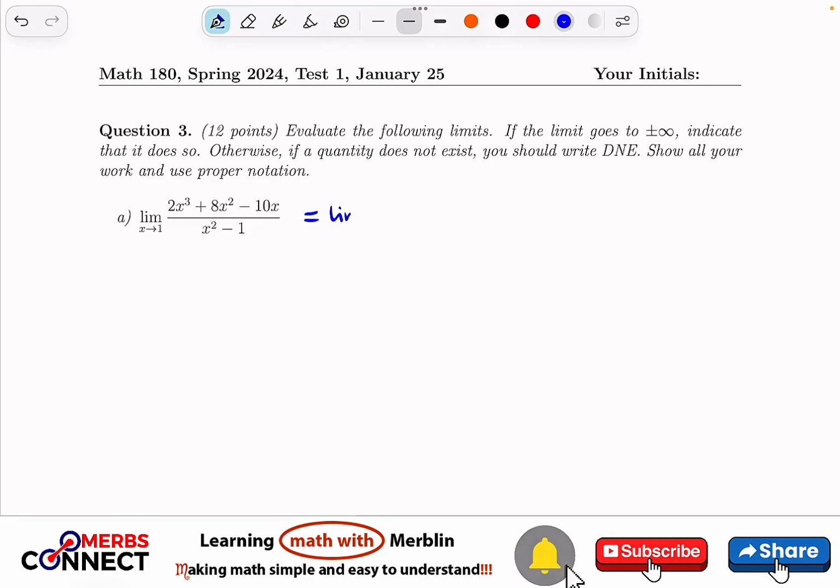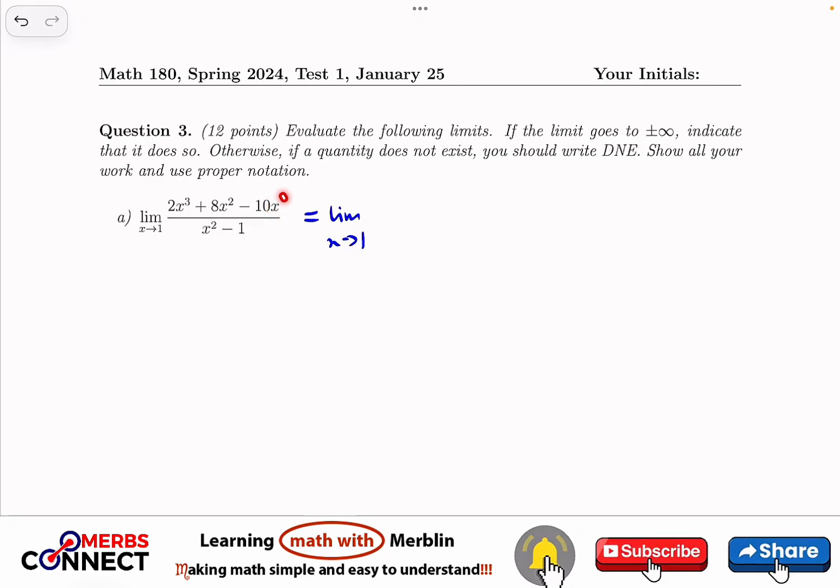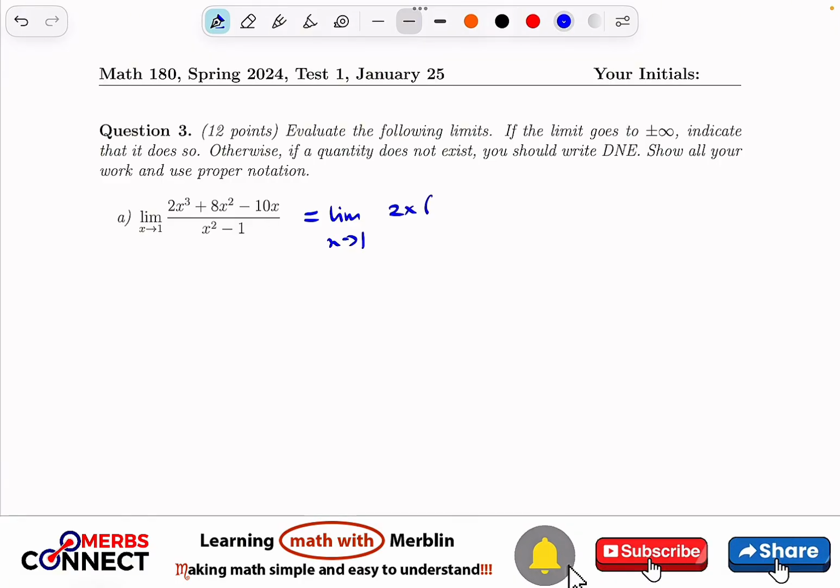Now this function is the same as the limit as x approaches 1. On the top here, I have an x term. There is no constant term on the top. So it means that I can factor something like x out. And I can also see that all the coefficients are divisible by 2. So I can also factor 2 out. So I'm going to factor 2x out, and I'll be left with x squared plus 4x minus 5 divided by the denominator, which is going to give us x plus 1, x minus 1. We can also try and simplify the top, and then we can cancel some of the terms out.